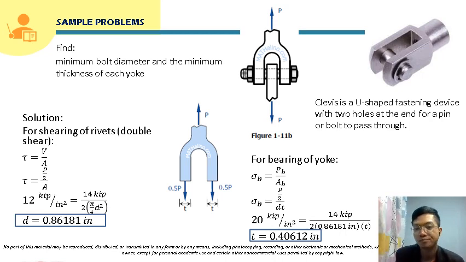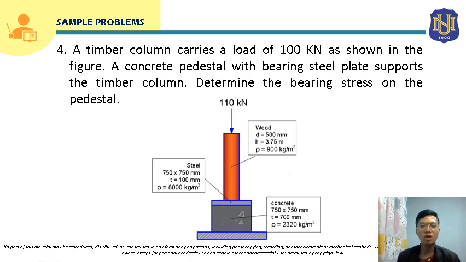Okay, so let's now solve sample problem number 4. A timber column carries a load of 100 kilonewtons as shown in the figure. A concrete pedestal with a bearing steel plate supports the timber column. Determine the bearing stress on the pedestal.